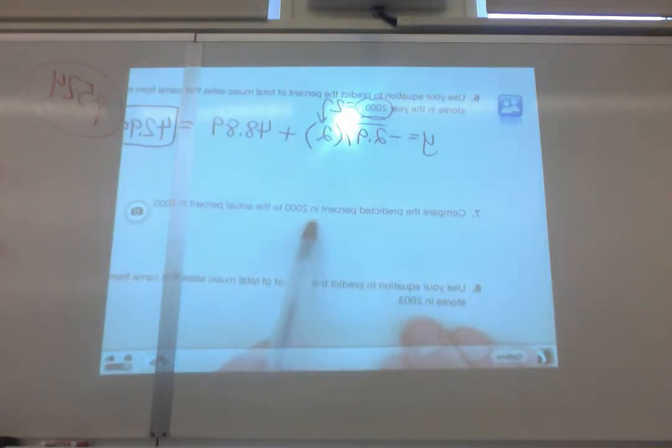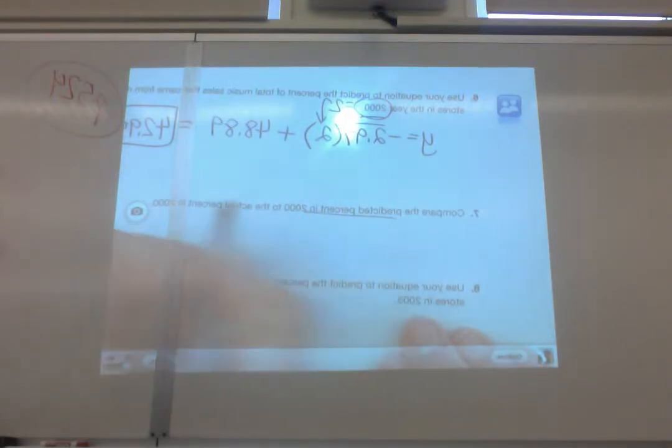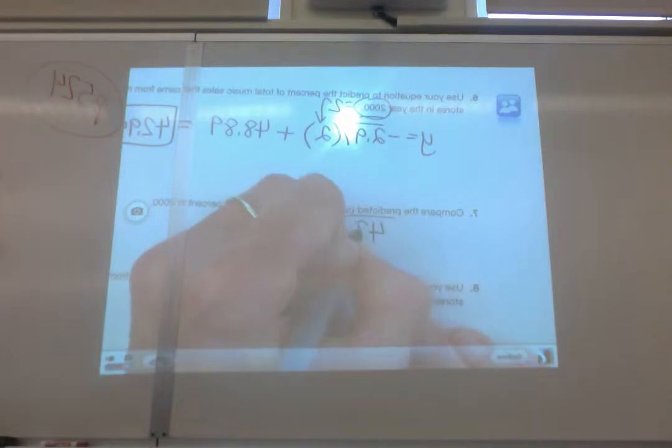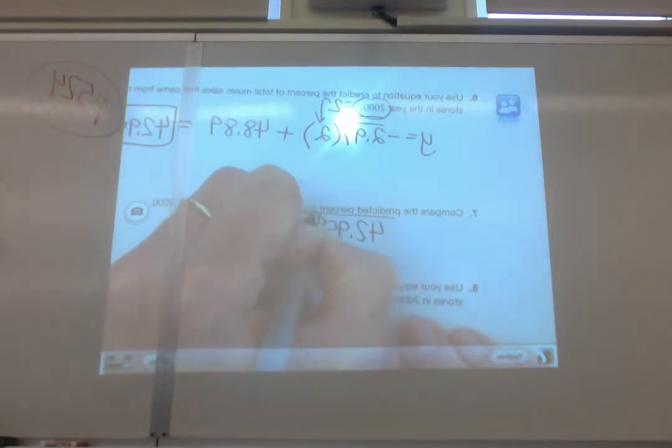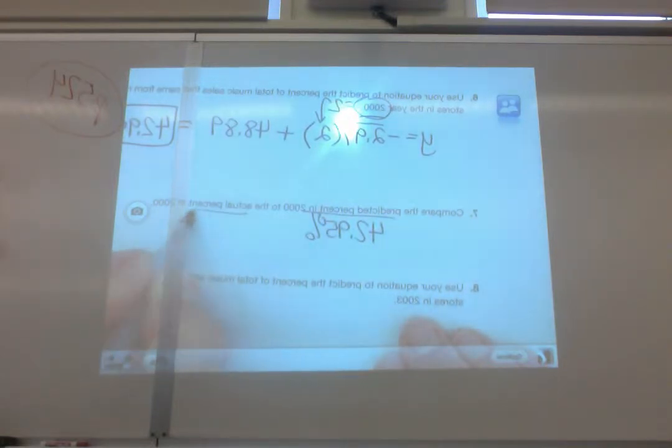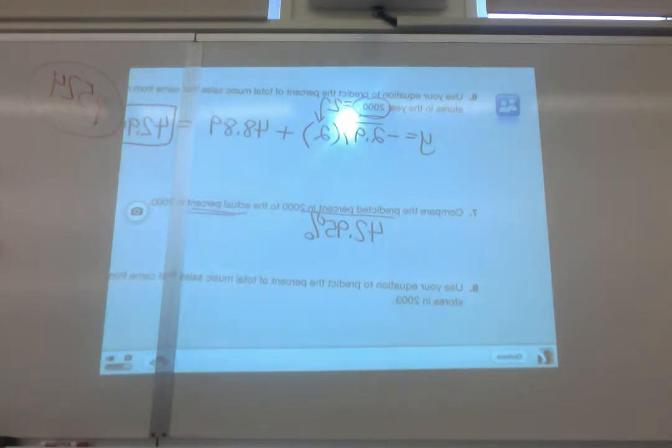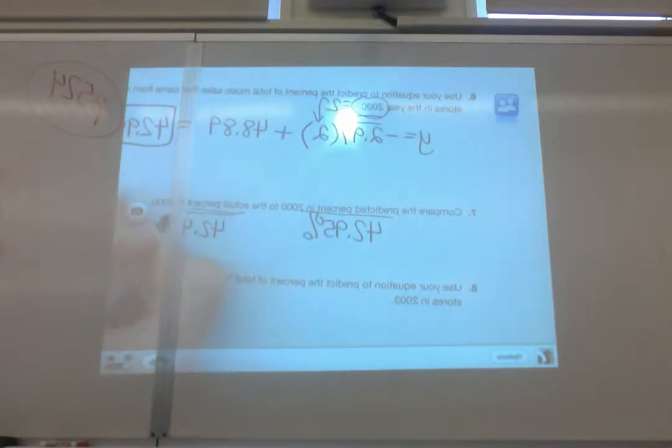Compare the predicted percent to the actual percent. Predicted percent is the one we just did. Where do we find the actual percent? Over on the table. Brody, look on the table. Find year 2000. 42.4%. So pretty darn close.